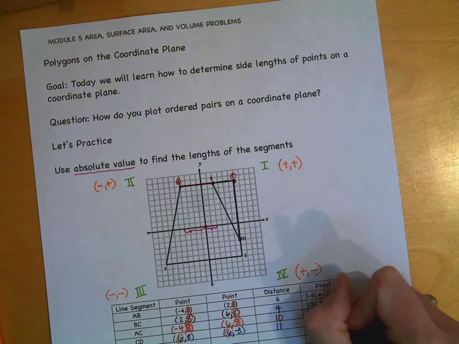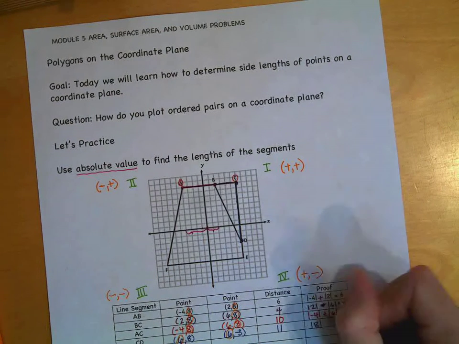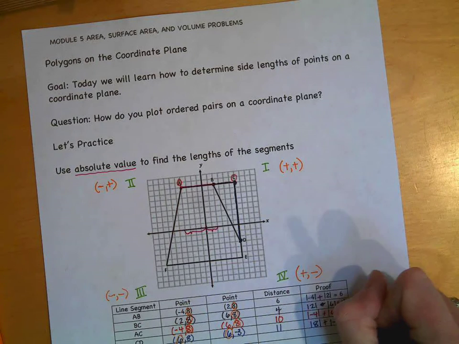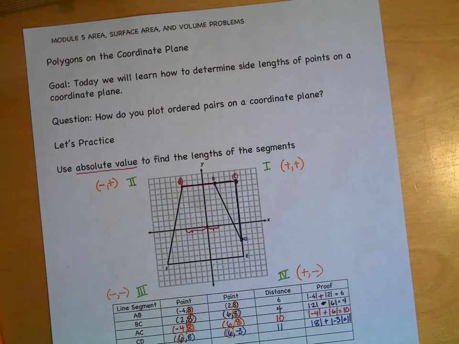So we are taking the absolute value of 8, and we're taking the absolute value of -3, and when we add those together, it gives us a distance of 11. Okay, so now we're going to do D to E.